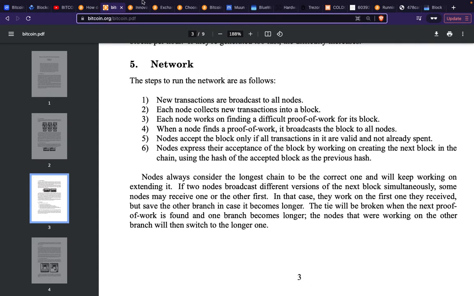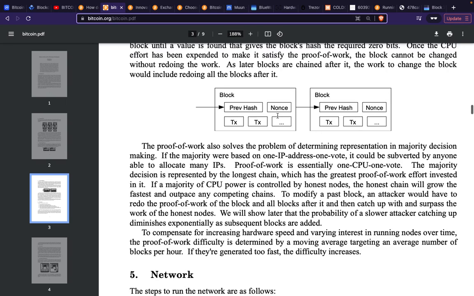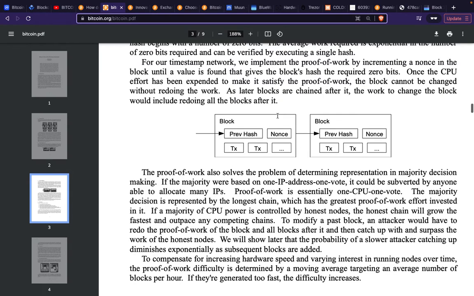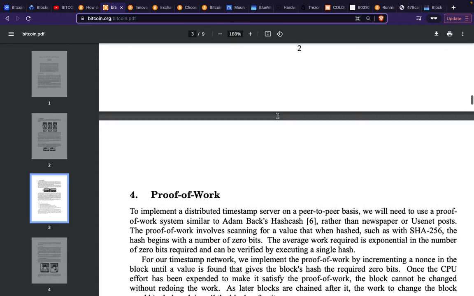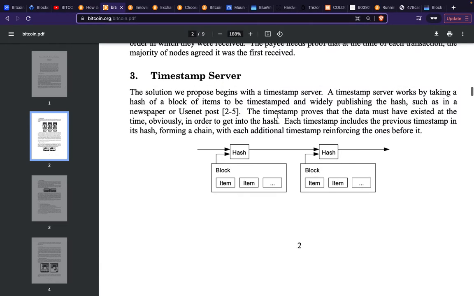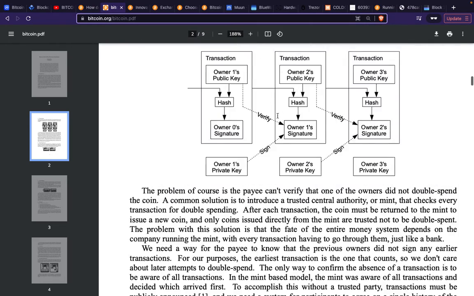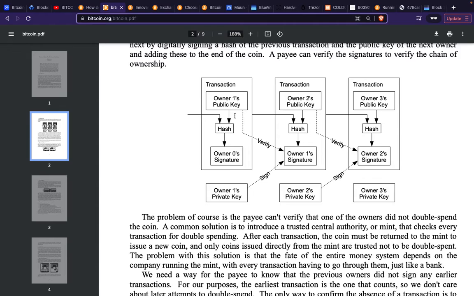Using the hash of the accepted block as the previous hash, right? So just like that, you use the hash of the accepted block as the previous hash. So you have this over there. I'll show you guys. You have this, you have this, you have this. This is a transaction, right? You have this.